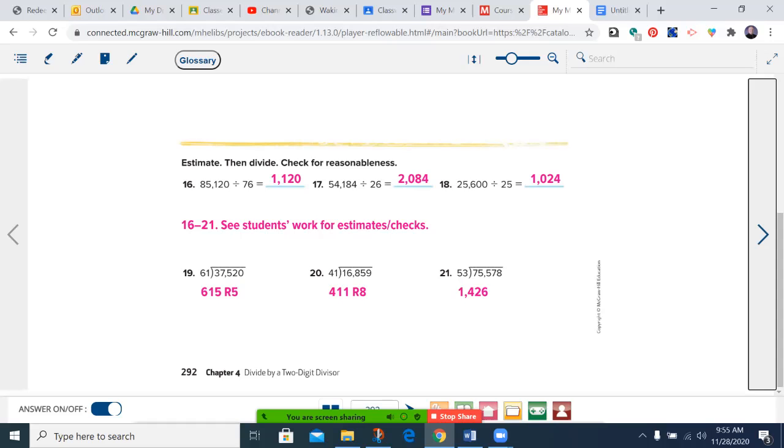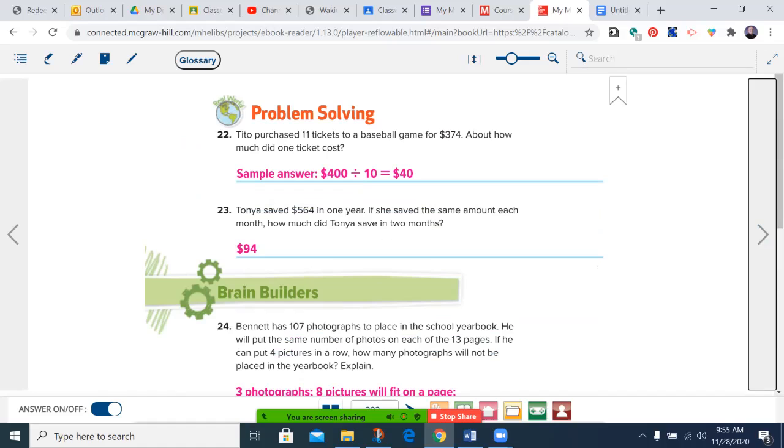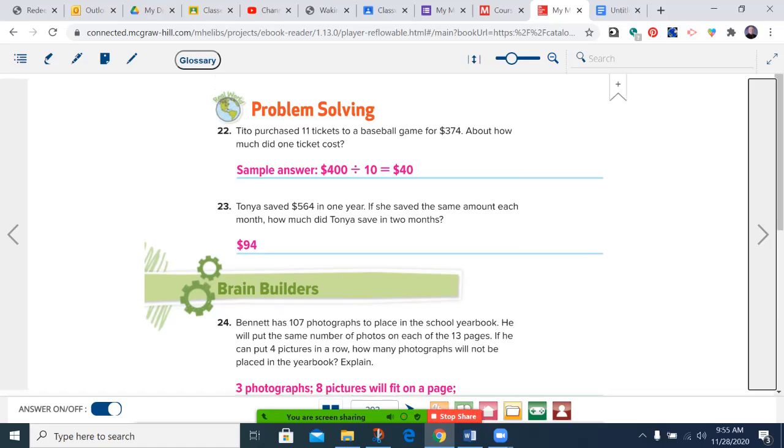So let's go to the next page and review those. Number 22, Tito purchased 11 tickets to a baseball game for about $374. So we're going to round. 11 is close to 10. You could have some options. You could have gone 370 or you could go 400. So your answer could be different than the one there, but it probably should either be $37 or $40.